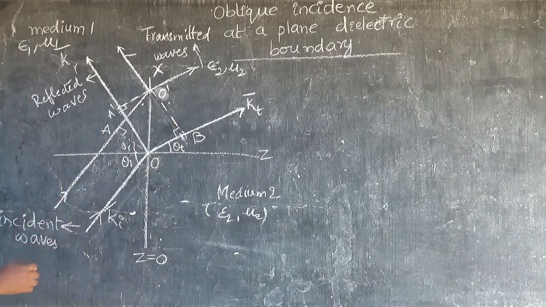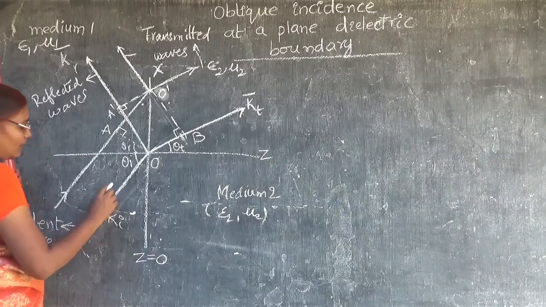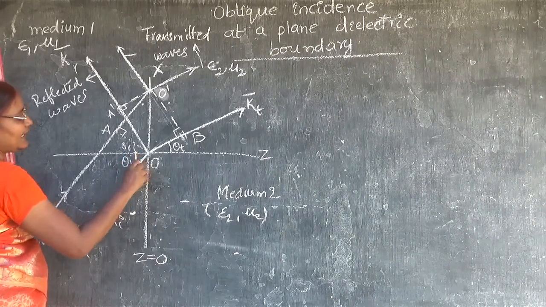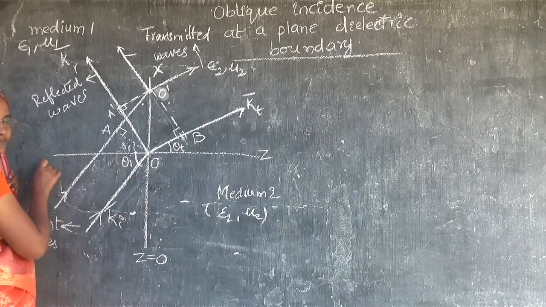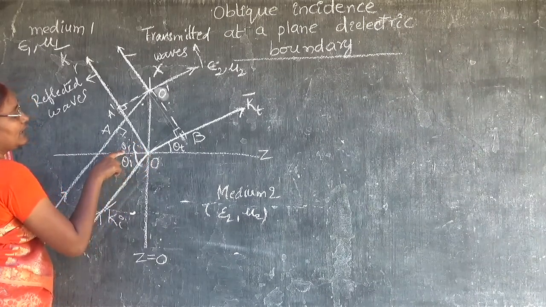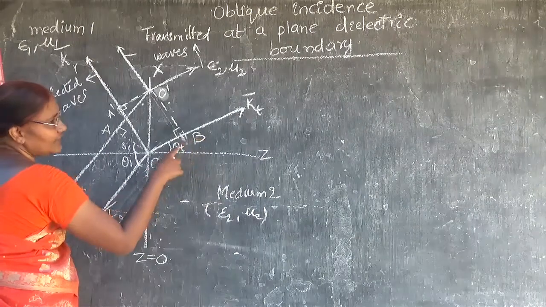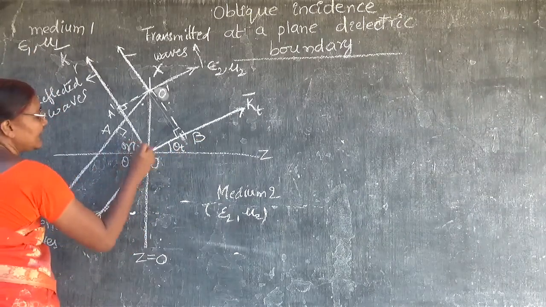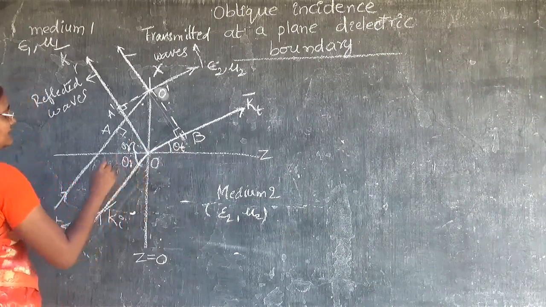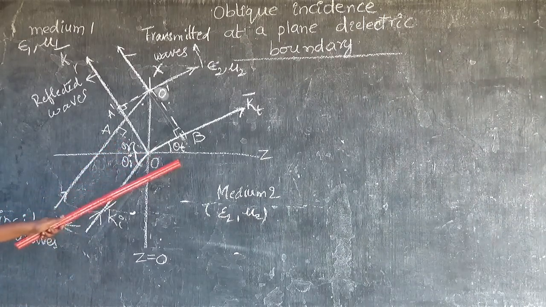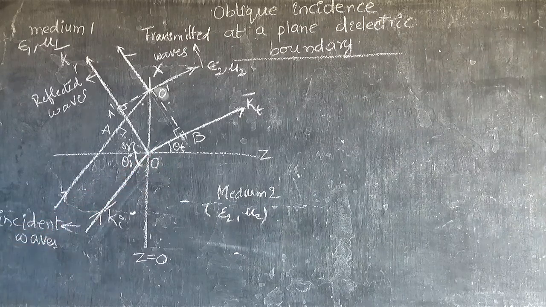So I can observe that my incident wave is making an angle of theta i with the normal, and my reflecting wave is making an angle of theta r, and my transmitting wave will make an angle of theta t. So I will get three angles, theta i, theta r and theta t. Previously I got only two angles. Extra, I got another angle which is the transmitted angle.